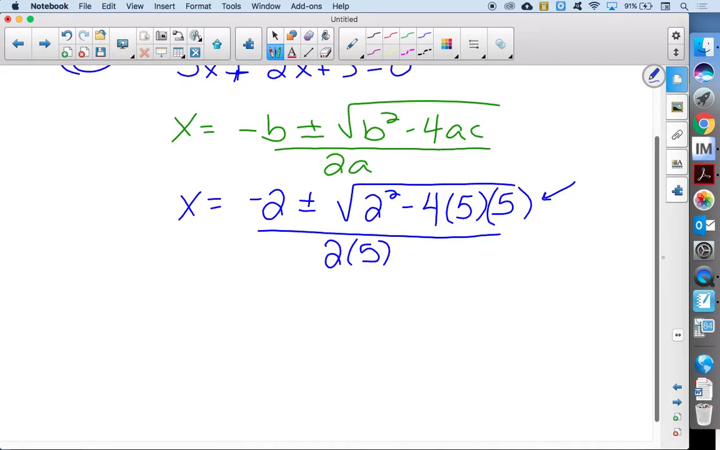That tells you if there's going to be a real solution if it's bigger than 0, an imaginary solution if it's less than 0, and if it equals 0, one solution. But that tells you information about the problem. So we've got -2 plus or minus. What number is underneath?